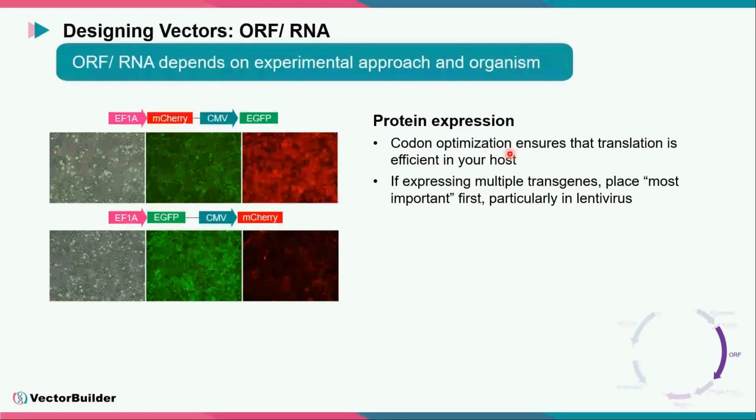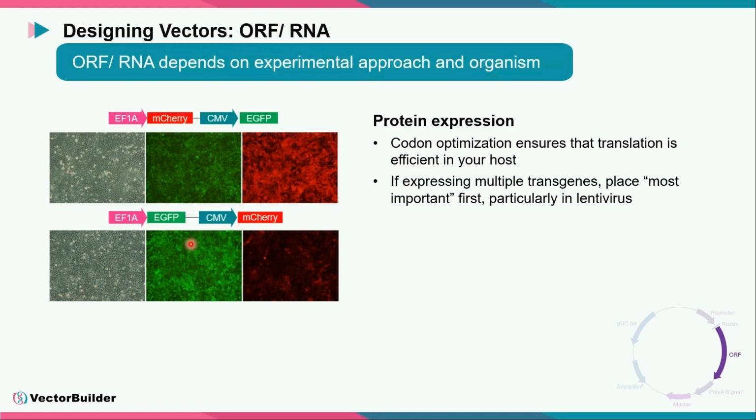This is going to ensure that the sequence that you have corresponds with the most highly used codons in your host organism. This is going to make sure that the translation is the most efficient. Additionally, if you are expressing multiple genes, then we recommend placing your most important gene first, and then the second gene, for instance, if that's your marker, should go second. This is especially true in lentivirus, as we can see here, where the gene that's placed upstream tends to have a higher level of expression.